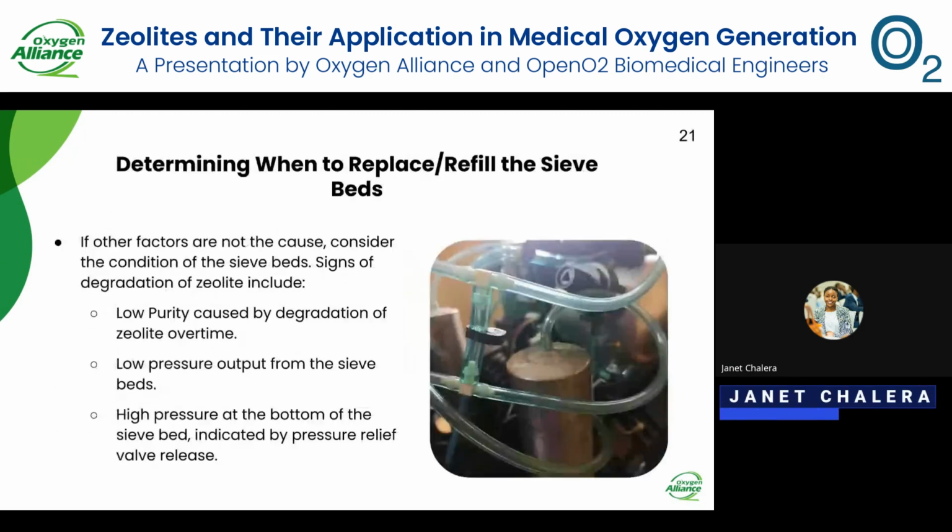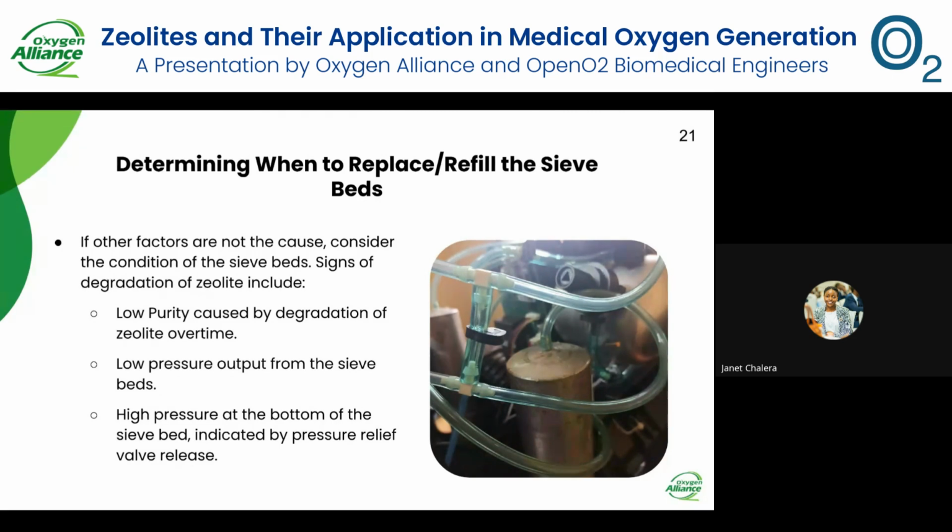Moving on, how can you determine when to replace or refill your sievebeds? If you have ruled out all of the other factors that may cause low purity in your concentrator, you may have to consider the condition of your sievebeds. There are various signs that can show whether the zeolite has been degraded or not. First, you can look at the purity of oxygen. If the purity of oxygen is low in your concentrator, it may mean that your zeolite has been degraded.